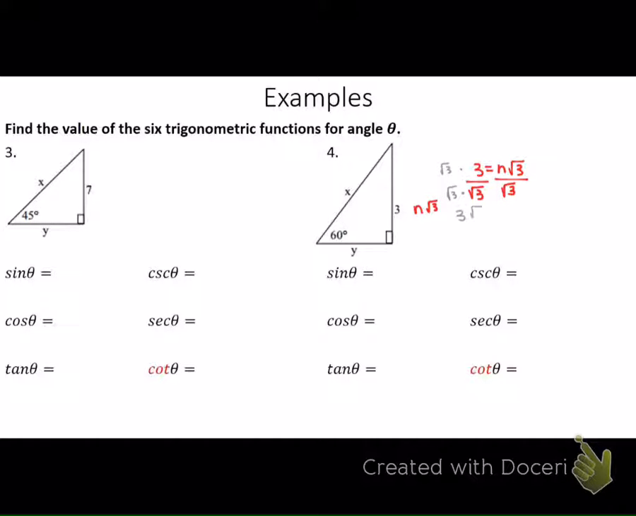So I have 3 root 3 over 3 is n. So that's just n is radical 3. So opposite the 30 is radical 3. And opposite the 90 is 2 radical 3.